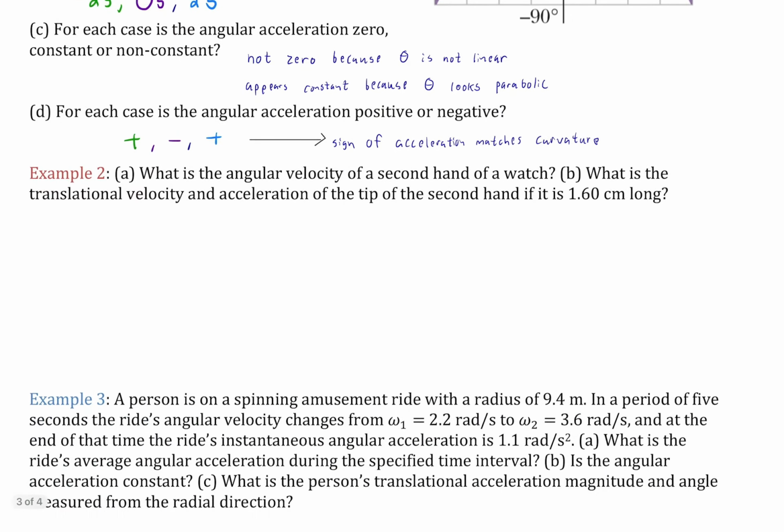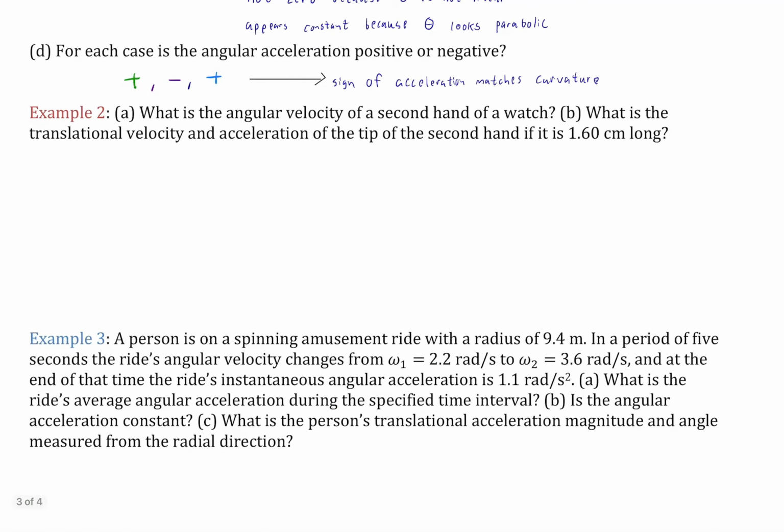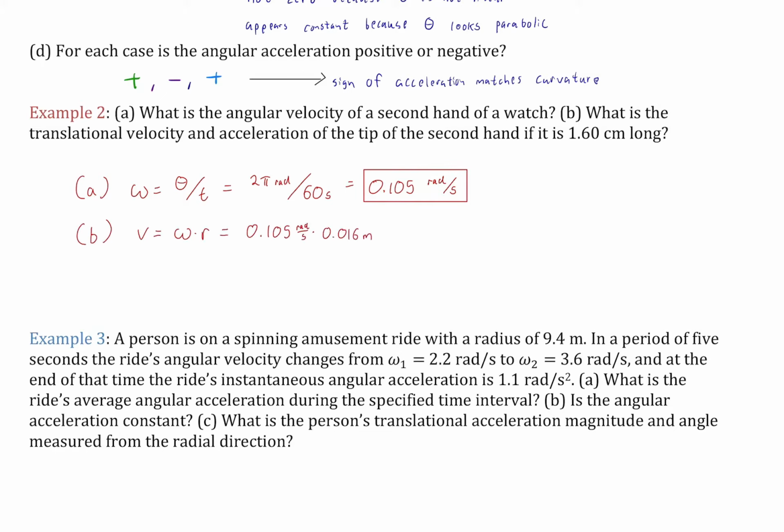Now a couple more examples. Example 2: what is the angular velocity of a second hand of a watch? What is the translational velocity and acceleration of the tip of the second hand if it is 1.6 centimeters long? The angular velocity is just going to be theta over t, or 2 pi radians per 60 seconds, and that gives us a rather slow speed of 0.105 radians per second. Of course, that describes the second hand as a whole, the whole rotating object.